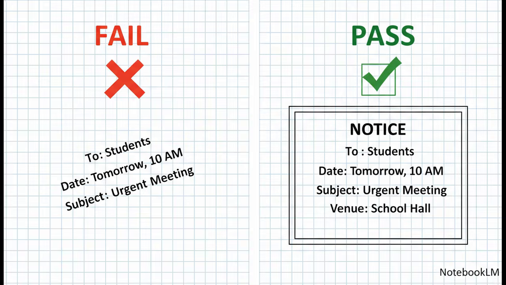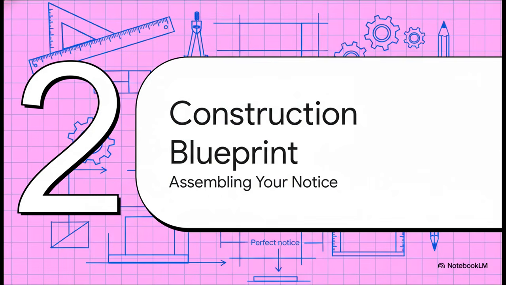And here's what that looks like in action. On the left, you've got a total fail. No structure, no box, just a mess of words on a page. But on the right, that's a pass. It's clean, it's organized, and most importantly, it's all tucked neatly inside that crucial box. That visual difference, it's everything. All right, now that we've got the golden rule drilled in, let's move on to the construction blueprint.